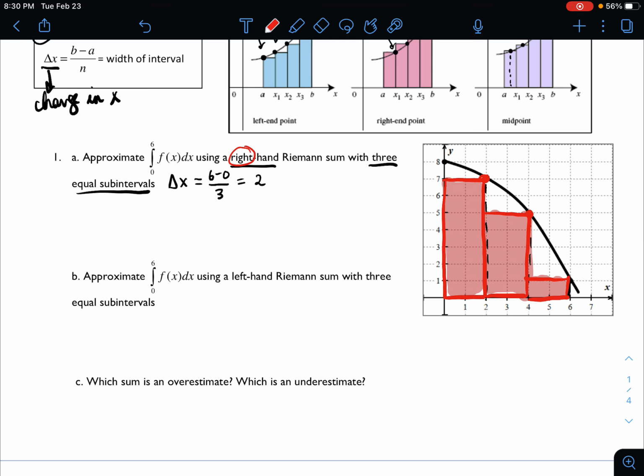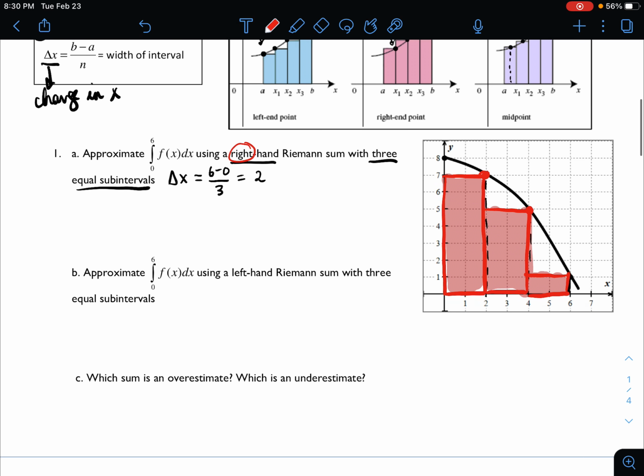So let's calculate what that would be. Our width is 2 times our height, which is going to be f of 2 plus 2 times f of 4 plus 2 times f of 6. And again, I'm just using those right endpoints, 2, 4, and 6 of our intervals. Now, you can factor out that 2. If your intervals are evenly split, then you can factor that out. So that's our delta x.